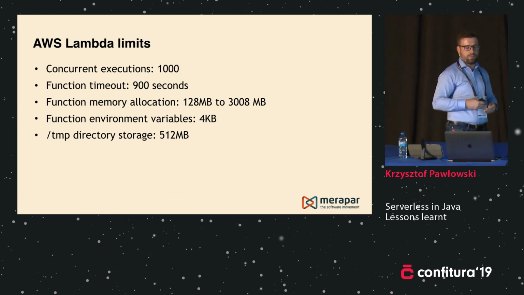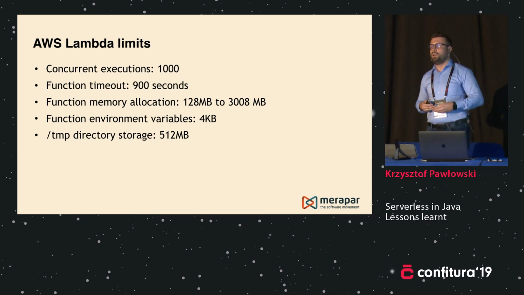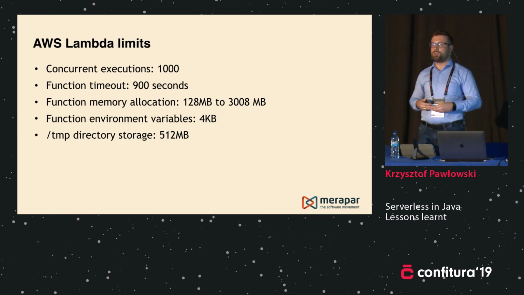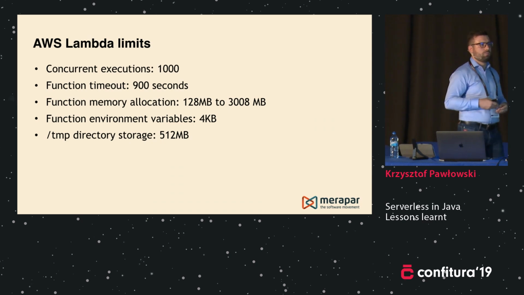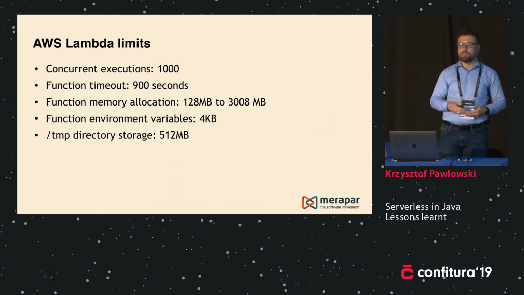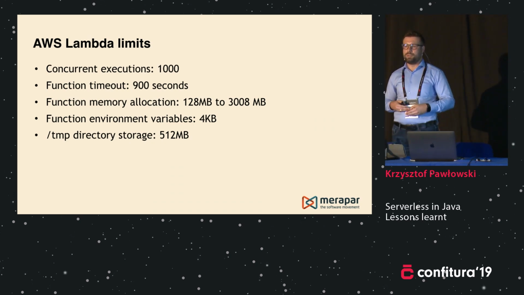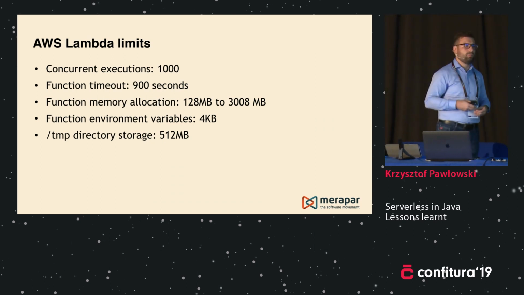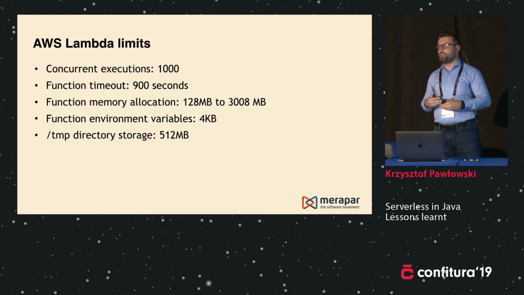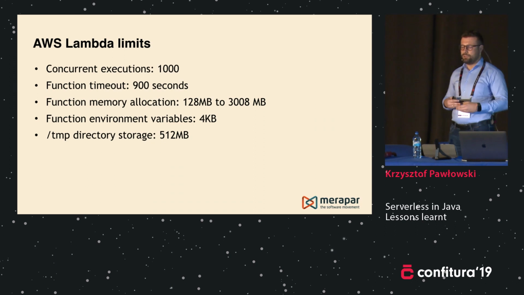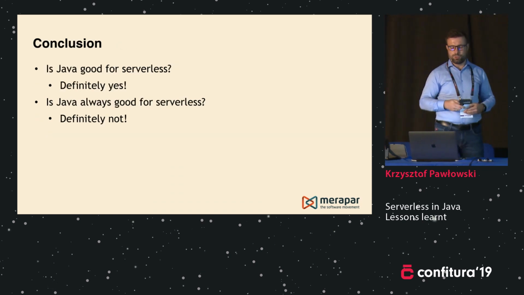The maximum size of the function environment variables is 4 kilobytes. So this configuration that we were talking about a moment ago cannot be bigger than 4 kilobytes. If that's the case, then probably you need to think about putting this configuration into, for example, S3 buckets, storage or a database. And also the TMP directory for your Lambda function has a maximum size of 512 megabytes. So Lambda is not good for all cases. You need to make sure that the solution that you are designing, which you are architecting, takes those limits into consideration.